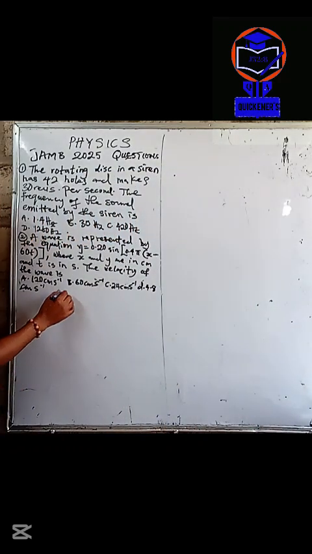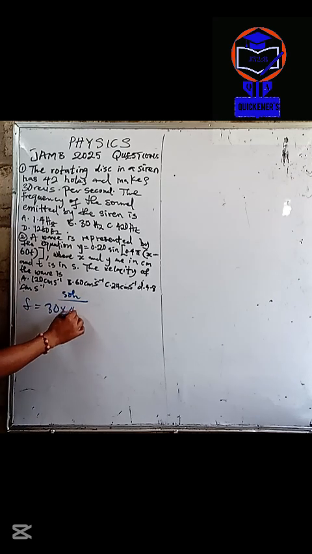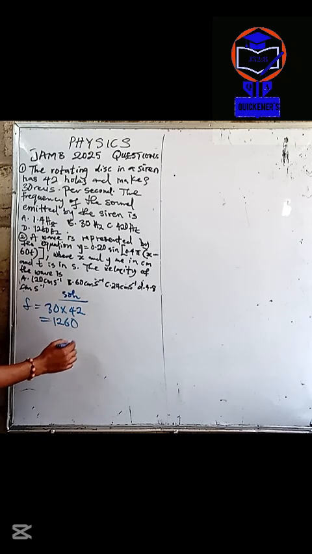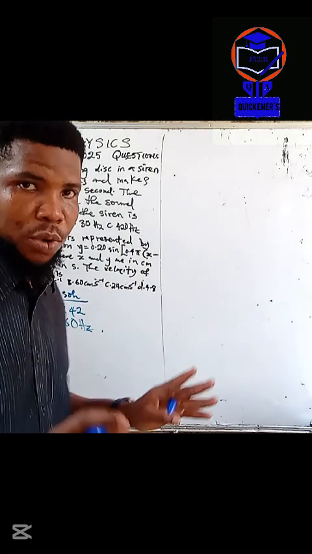So the answer is frequency equal to 30 times 42. And that will give you 1230 hertz. I hope you understand that, okay? Now, the second one, very quickly.